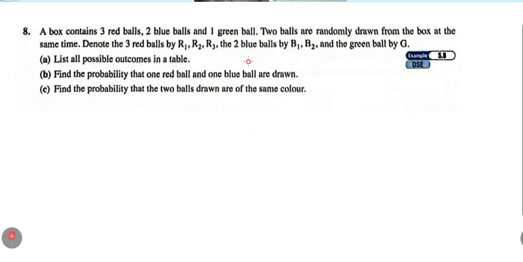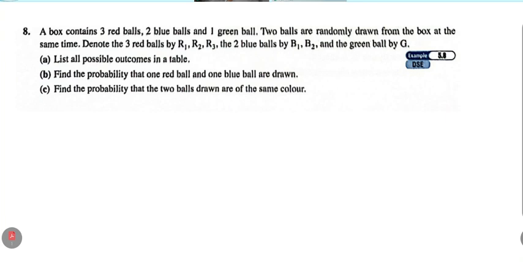A box contains three red balls, two blue balls, and one green ball. Two balls are randomly drawn from the box at the same time. Denote the three red balls by R1, R2, R3, the two blue balls by B1, B2, and the green ball by G. Now let's list out the outcomes in our table.